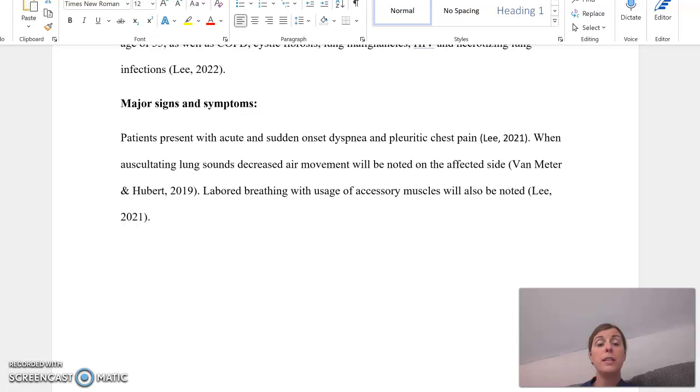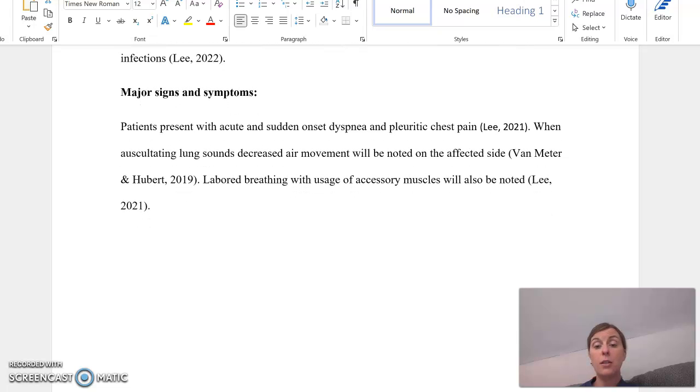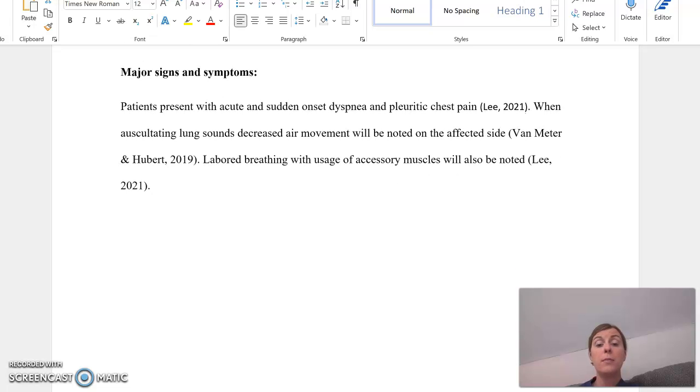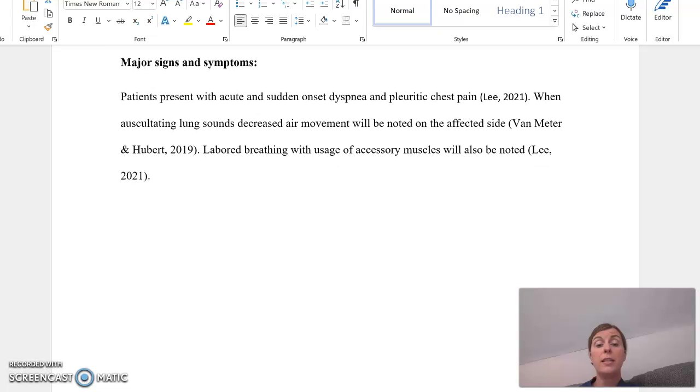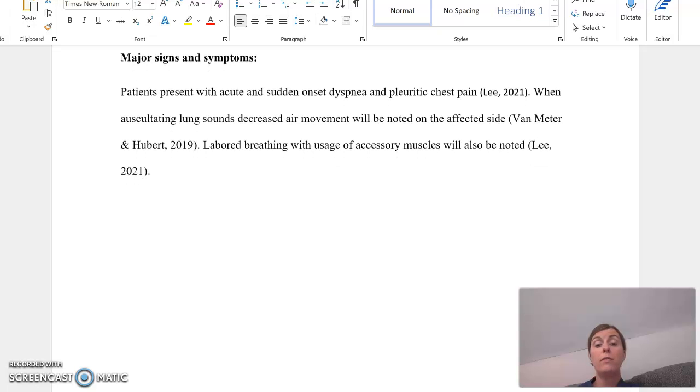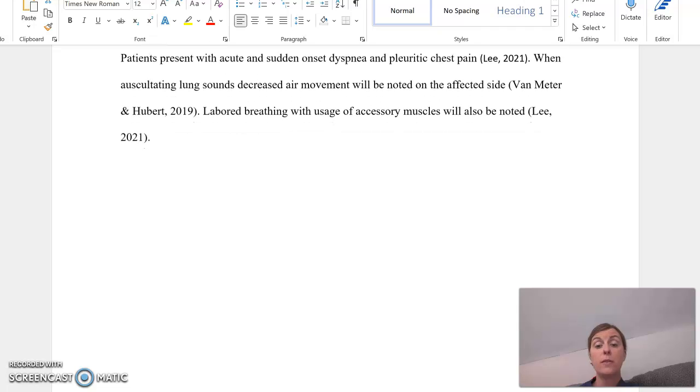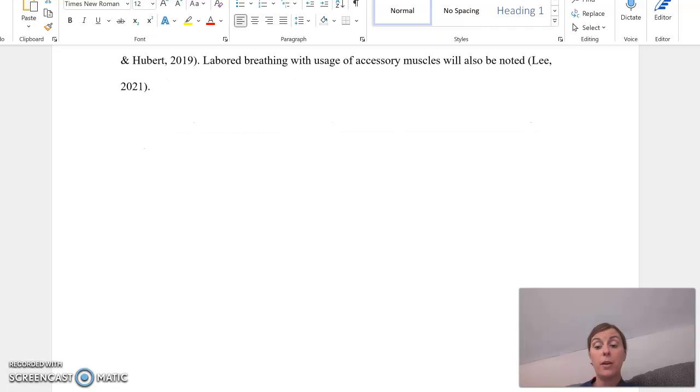Patients will present with signs and symptoms that include acute and sudden onset of dyspnea and pleuritic chest pain. When auscultating lung sounds, you'll notice a decreased amount of air movement in the affected side, and the patients will have labored breathing, usually using accessory muscles to help their dyspnea.